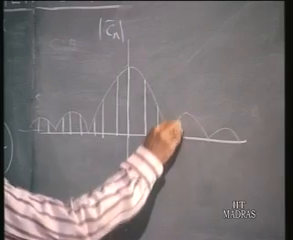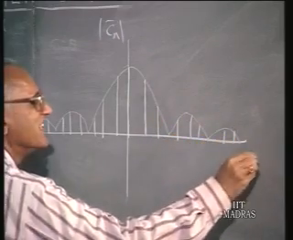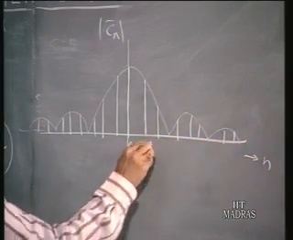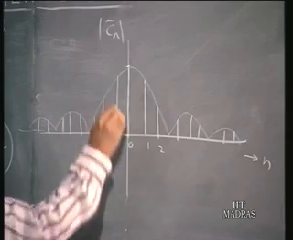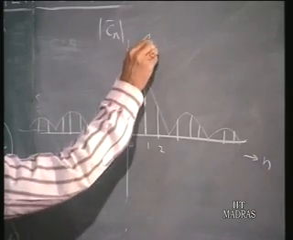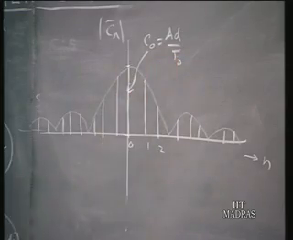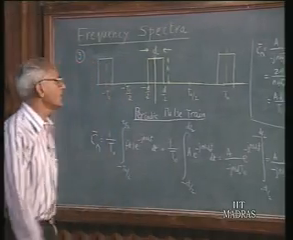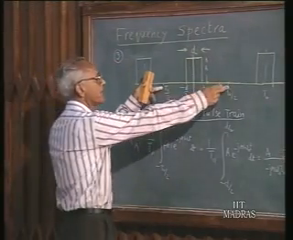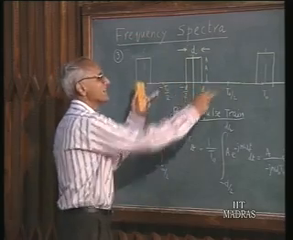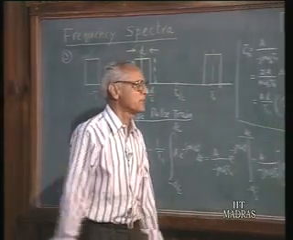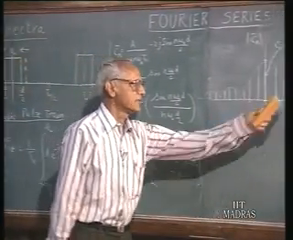like this at specific values of integral values of m, 0, 1, 2, etc. In particular, C0 will be AD upon T naught. As you can see, the average over a complete period is AD upon T naught. So that is the DC value, AD upon T naught, and like this it will go.